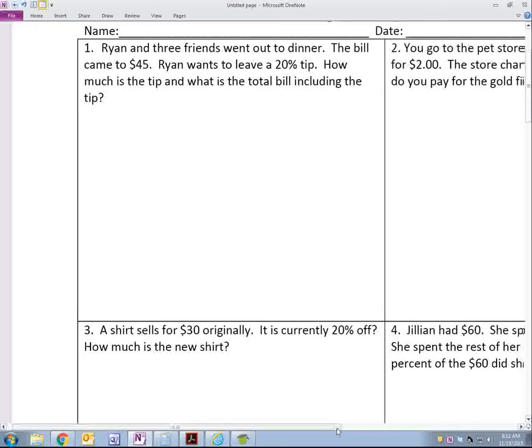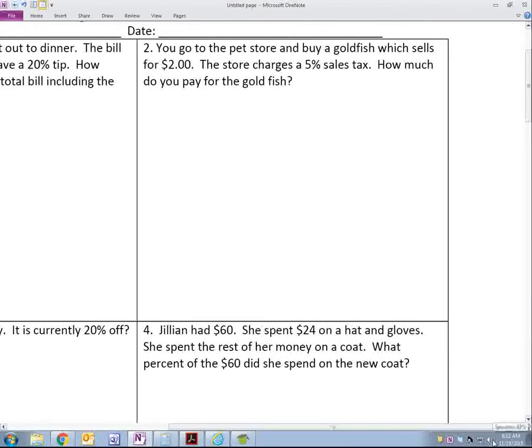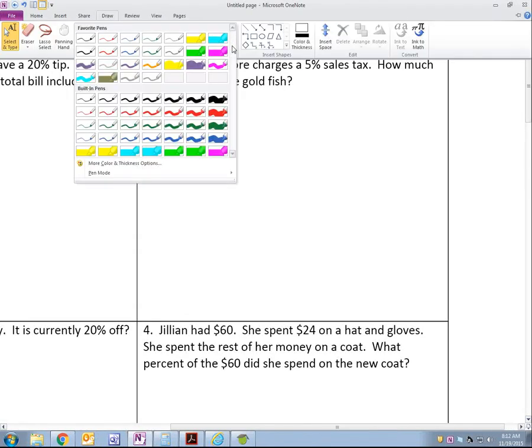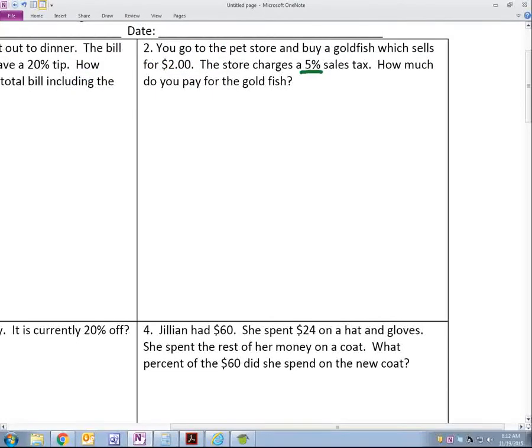Okay. This one here, you go to the pet store and buy a goldfish, which sells for $2. Okay. The store charges a 5% sales tax. I'm going to underline that so I recognize that something's going on with that, 5% sales tax. How much do you pay for the goldfish?